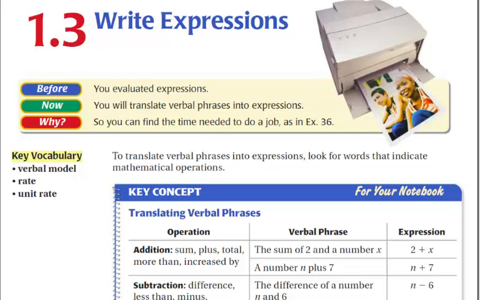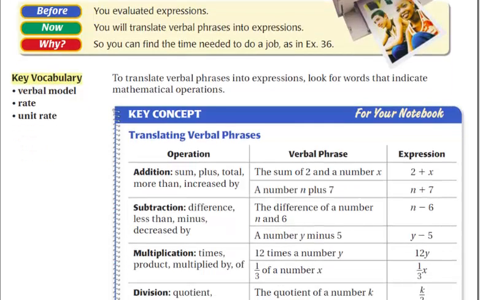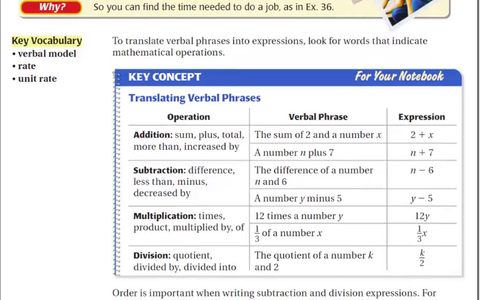Hi everyone, today we're going to learn how to write expressions. So basically we're going to have the verbal forms and we need to write them in mathematical expressions. When you look at the table, it's giving us the key concept, and along the key concept we have examples. To translate a verbal phrase into an expression, look for words that indicate mathematical operations.